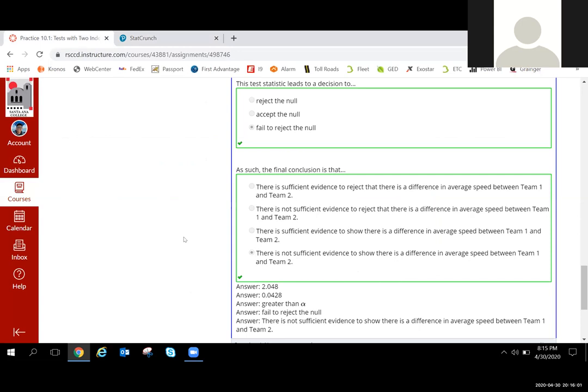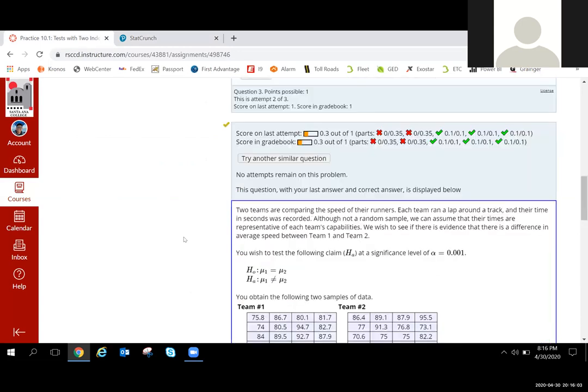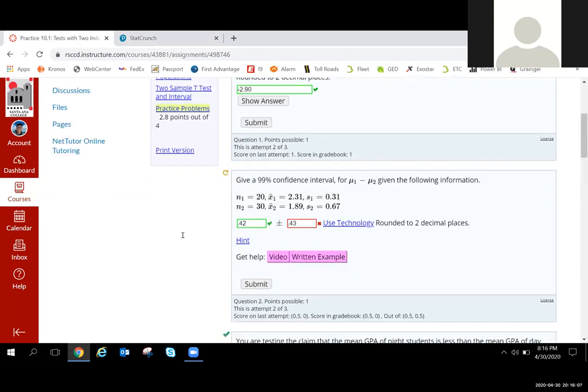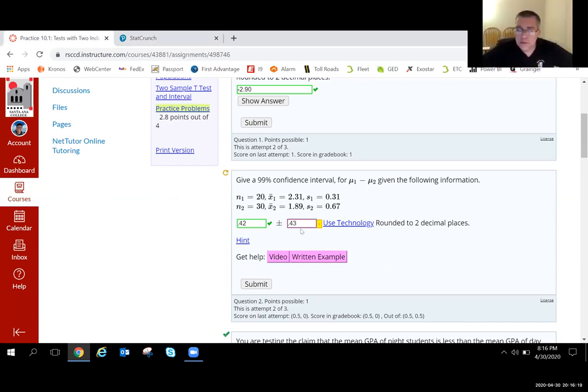And then for this one, do I do that? I was getting 0.27 on two different things, but the answer was telling me it was 0.43. Okay, so we want the 99% confidence interval for this, right? Uh-huh. So go back to StatCrunch. Okay.